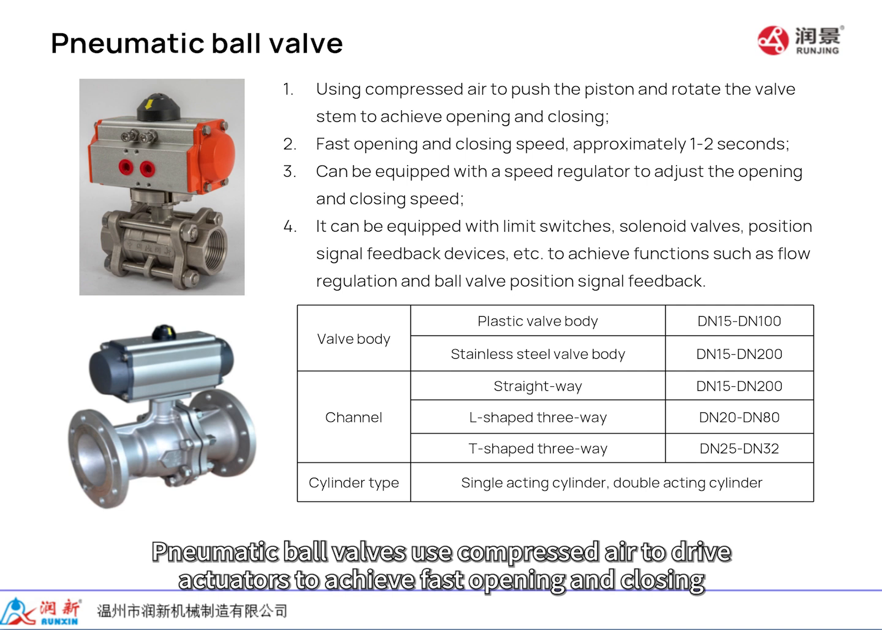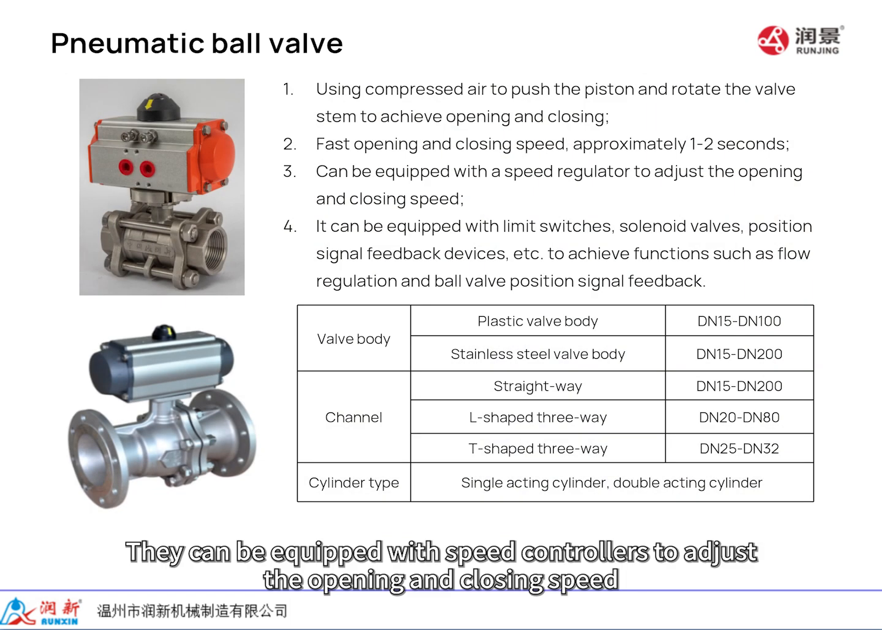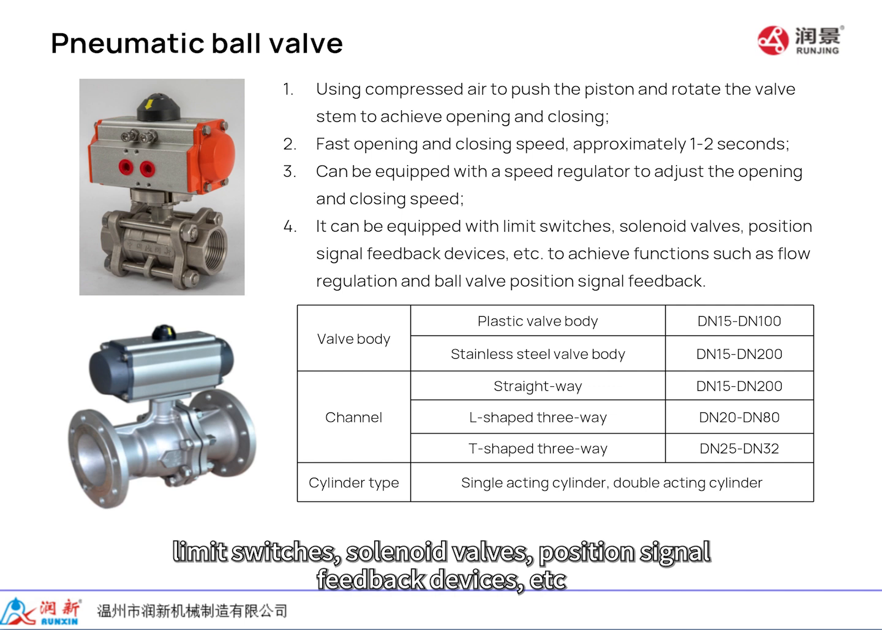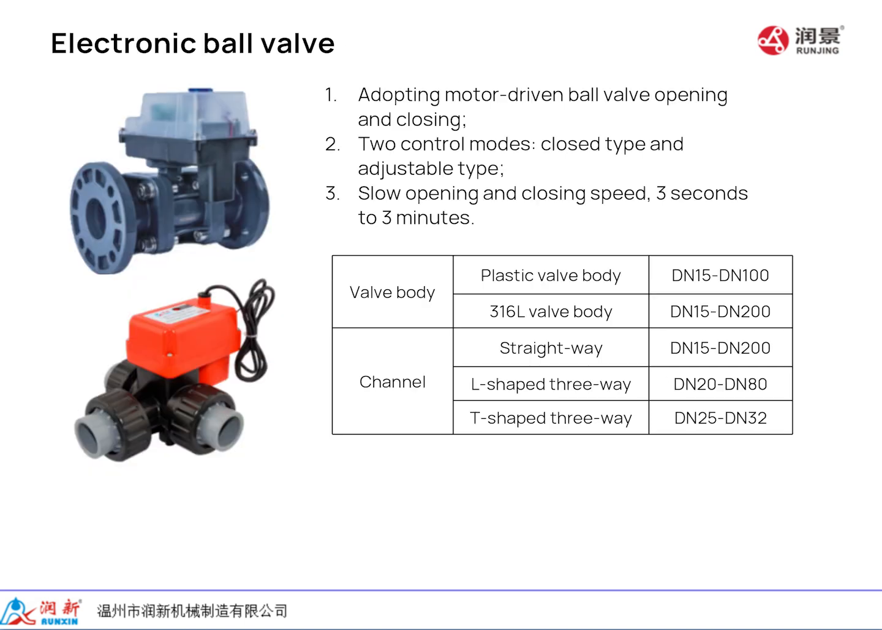Pneumatic ball valves use compressed air to drive actuators to achieve fast opening and closing, speeds of about 1 to 2 seconds. They can be equipped with speed controllers to adjust the opening and closing speed, limit switches, solenoid valves, position signal feedback devices, and so on, to achieve functions such as flow adjusting and ball valve position signal feedback.